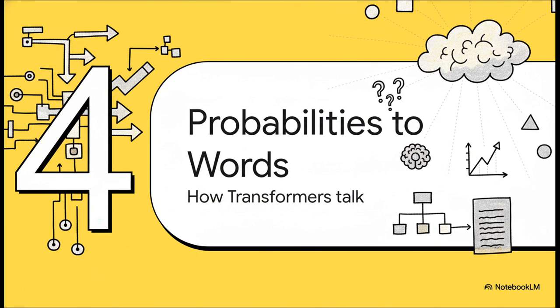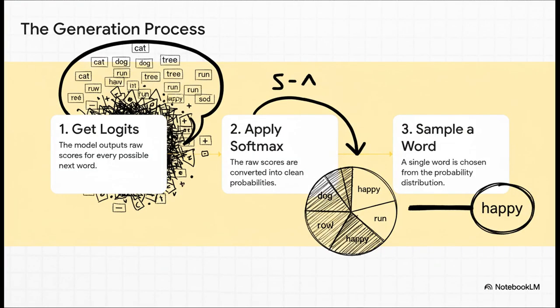So we have this massively parallel, computationally intense machine all figured out. But how does it actually write something? Well, it isn't some magical act of creation. It's a very structured mathematical process of picking from a field of possibilities. It's really a three-step dance.